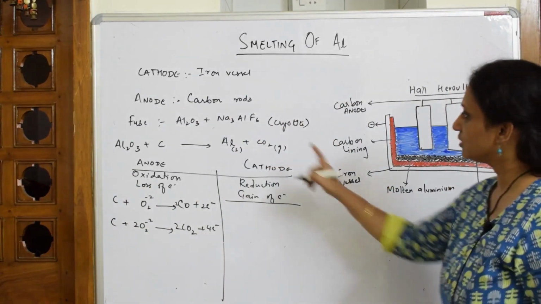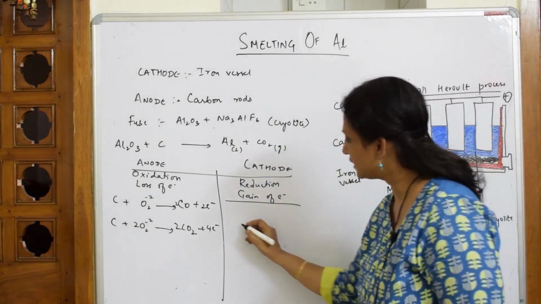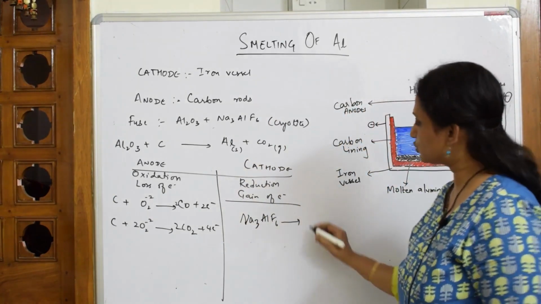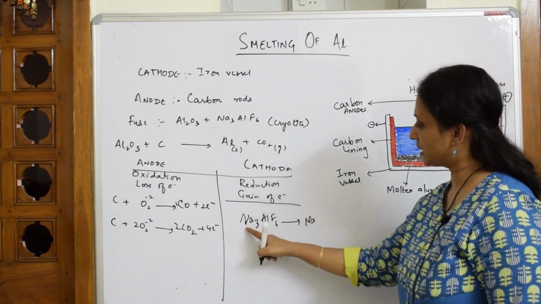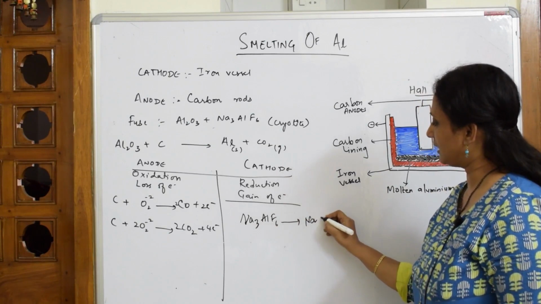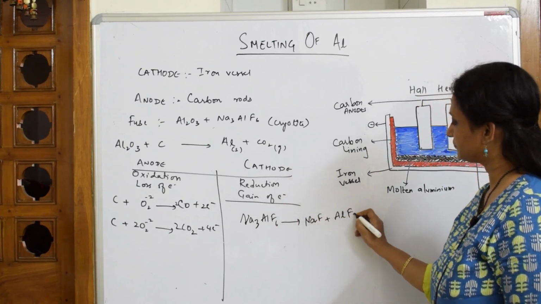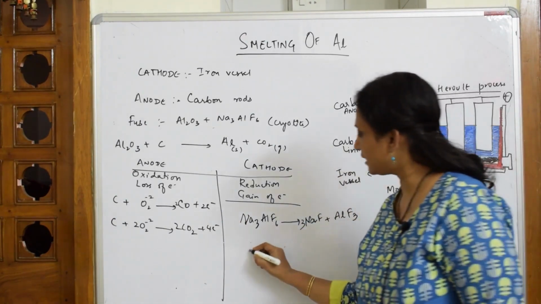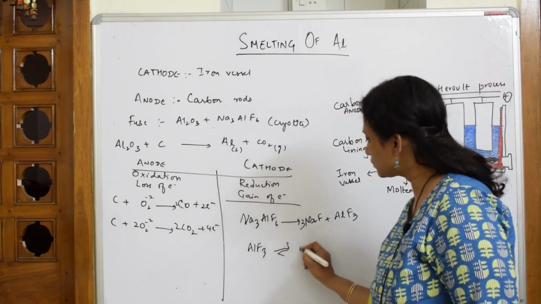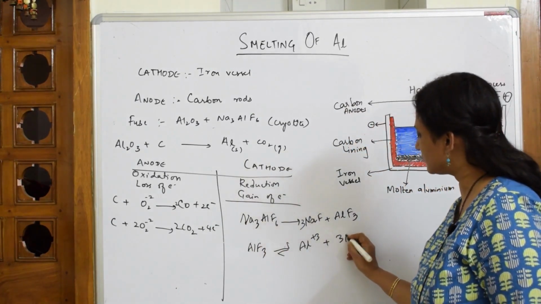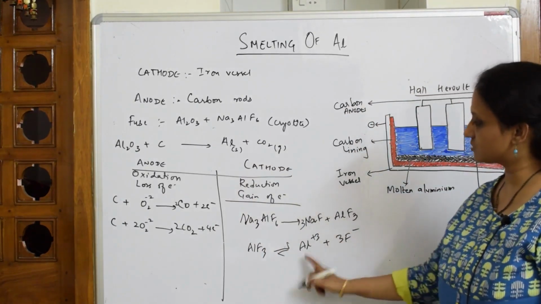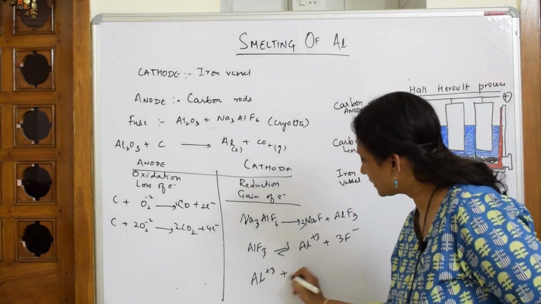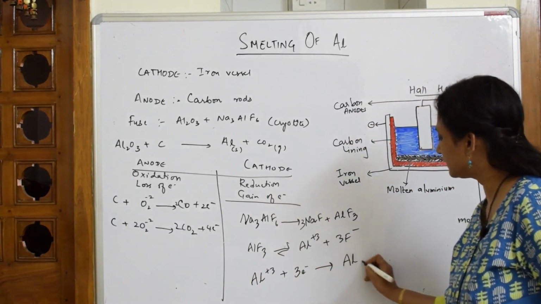Important thing is, now we very well know Na3AlF6, isn't it? Now observe carefully. Na3AlF6, cryolite, will break up into 2 important things: NaF plus AlF3. So how many NaFs? 3 NaFs, because sodium is this. Now this AlF3 further is going to break up into Al3+ plus 3 F-. Now this is your Al3+, which is going to gain electrons. So how are we going to write? Aluminium 3+ will pick up 3 electrons and forms aluminium metal.